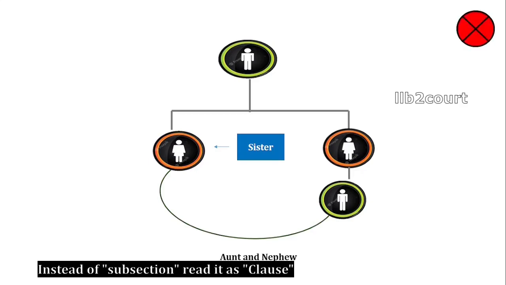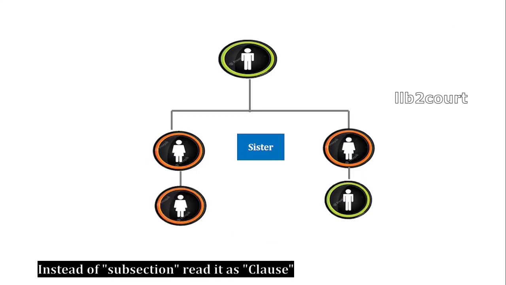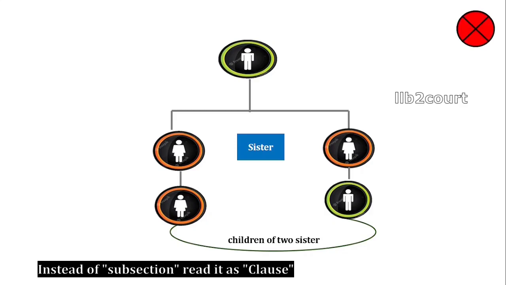So here aunt and nephew is one such example, and here another example is children of two sisters, who fall under the degrees of prohibited relationship and shouldn't get married. So these are some of the examples of prohibited relationship, and they are not permitted to get married.